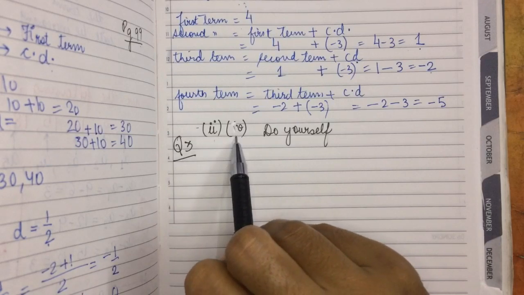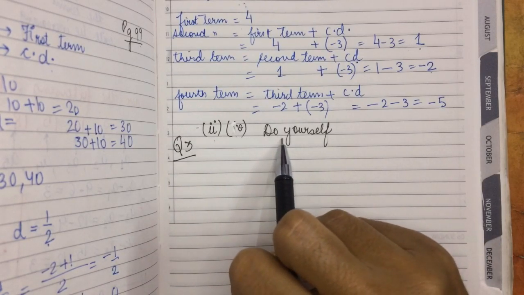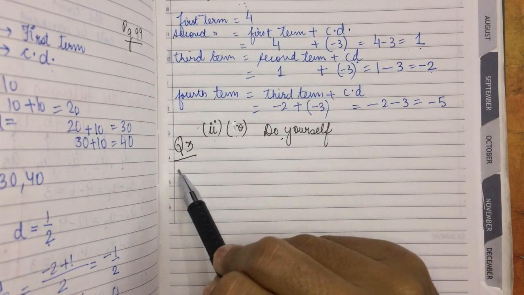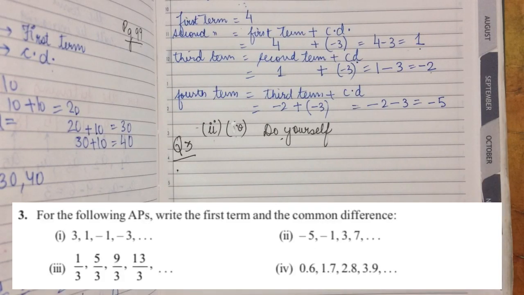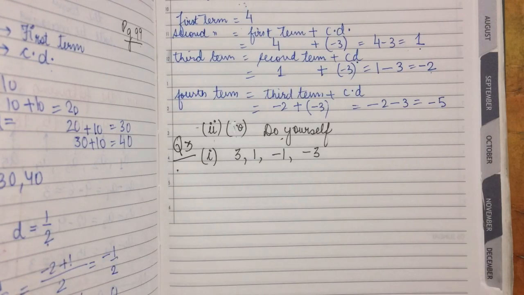Second and fifth part, we will be doing yourself from question number 2. Now let's take a look at question number 3. For the following APs, write the first term and the common difference. So this is the first part for question number 3.